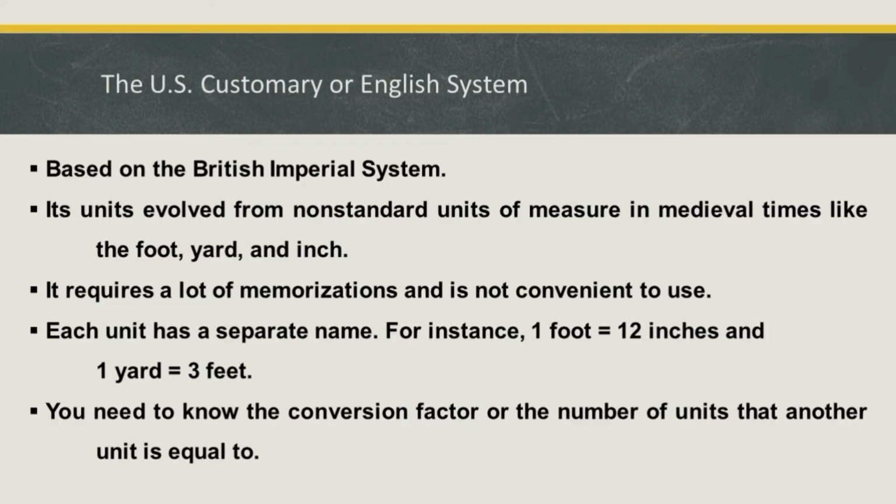The U.S. customary or English system. The U.S. customary or English system of measurement is based on the British imperial system. Its units evolved from non-standard units of measure in medieval times like the foot, yard, and inch. Since the customary system does not use a base unit and prefixes, it requires a lot of memorization and is not convenient to use. Each unit has a separate name.